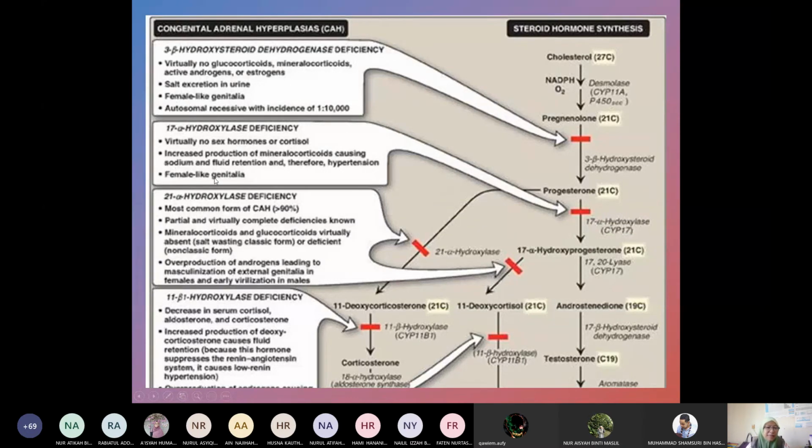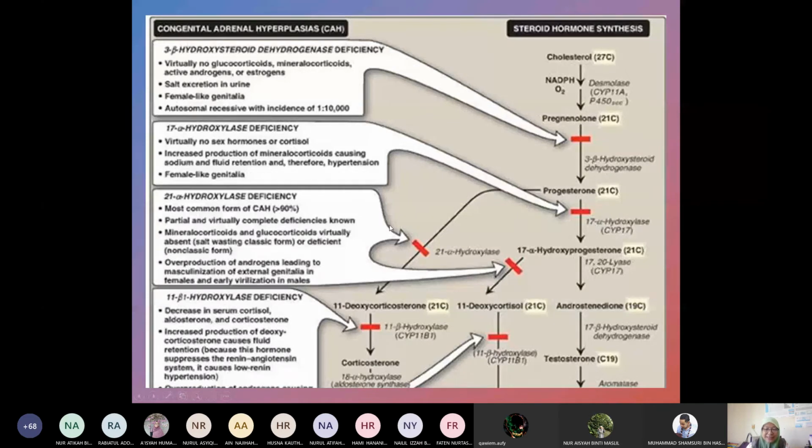Of course, female-like genitalia are present in the male because there is no production of testosterone, since 17 alpha hydroxylase is blocked totally here. No production. Okay, but the major, most common form of congenital adrenal hyperplasia is related to the 21 alpha hydroxylase enzyme deficiency.